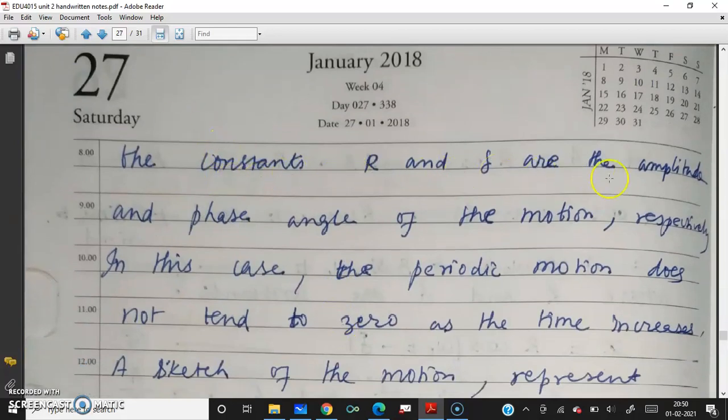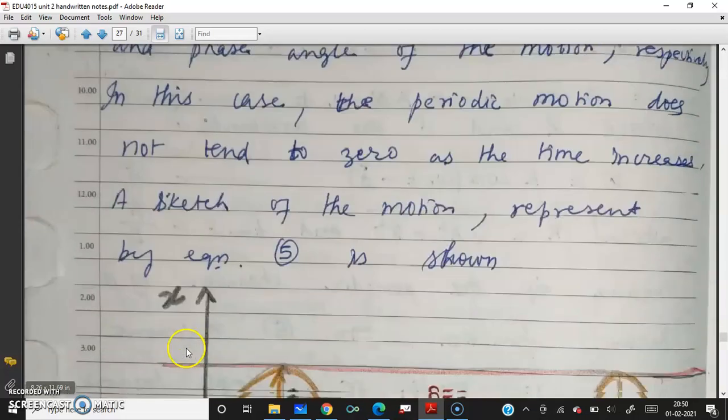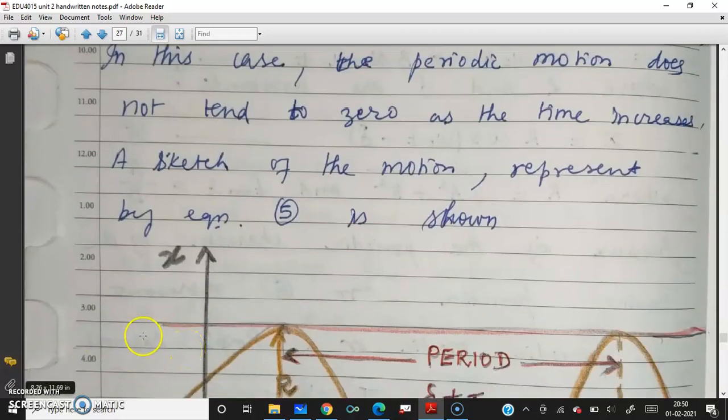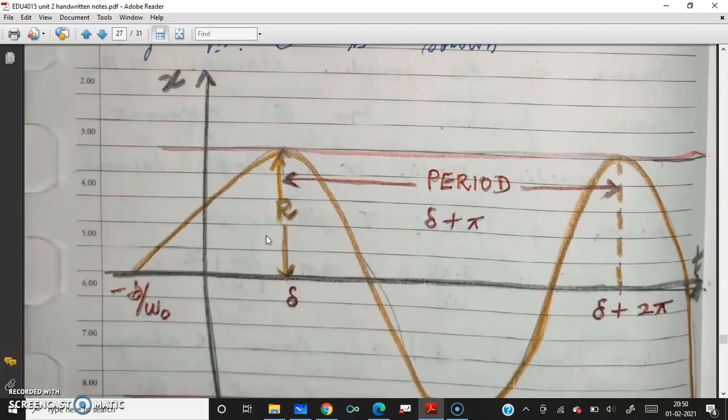The constants r and delta: r is the amplitude, and delta is the phase angle of the motion, respectively. In this case, the periodic motion does not tend to 0 as the time increases. A stretch of motion represented in this equation.